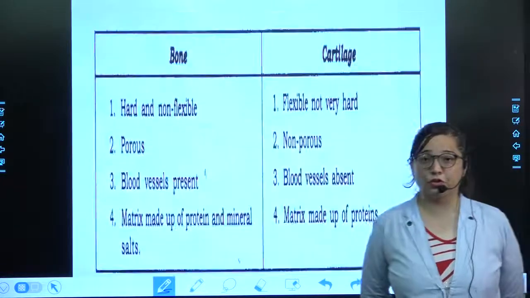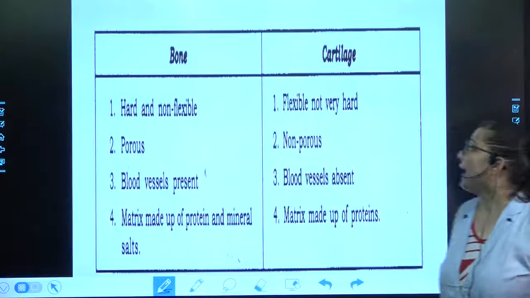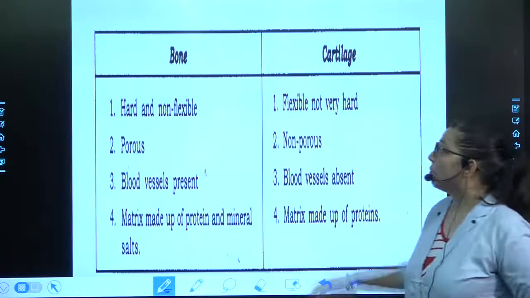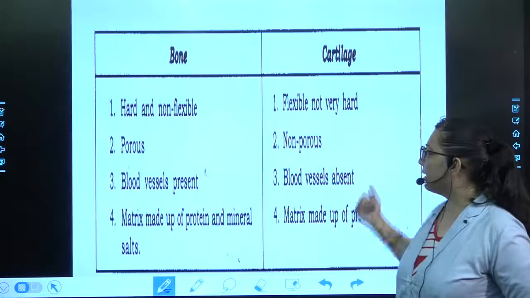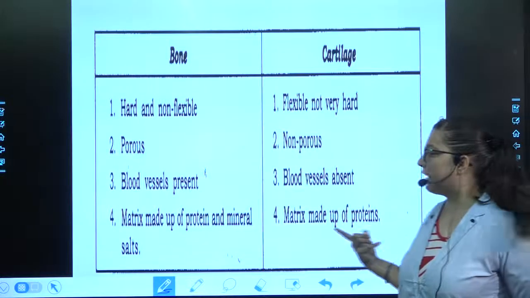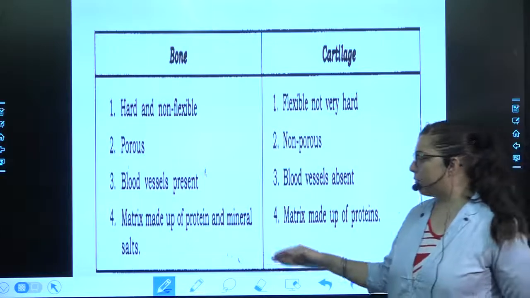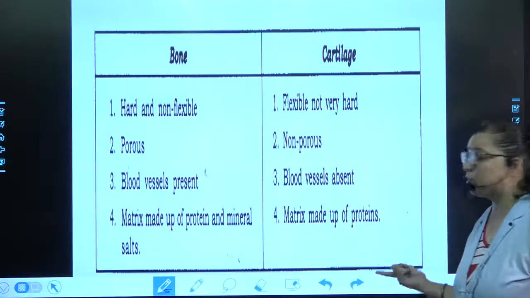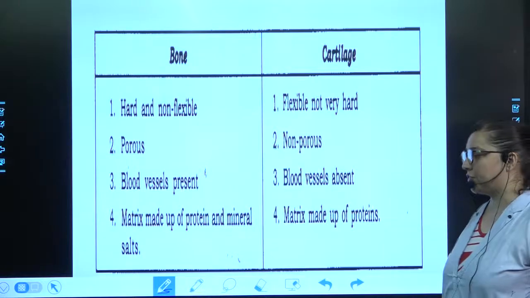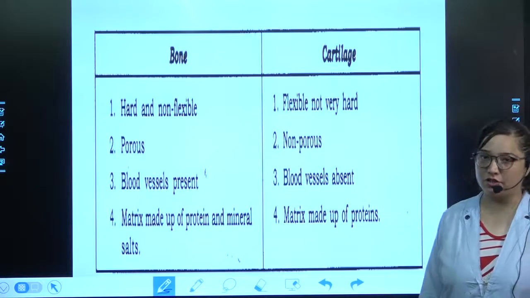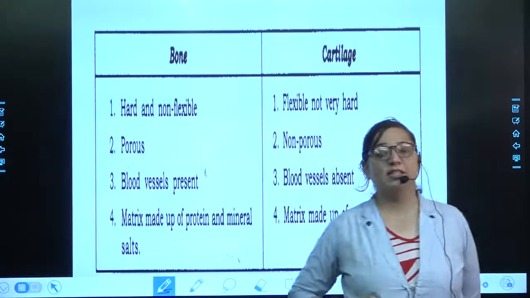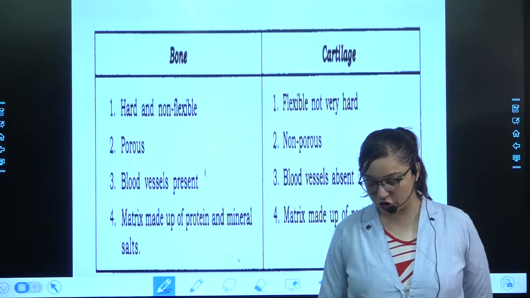Now let's move further. Bone and cartilage, these are hard while non-flexible. Bone is porous, cartilage is non-porous. In bone, the blood vessels are present while here they are absent. What is the matrix made up of? Protein and mineral salts, while here it is made up of only proteins. Okay, so this is the difference between bone and cartilage. I hope you are clear with the content of skeletal connective tissue.